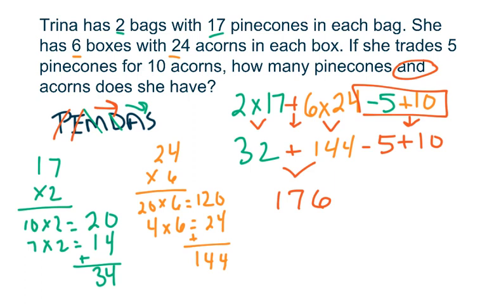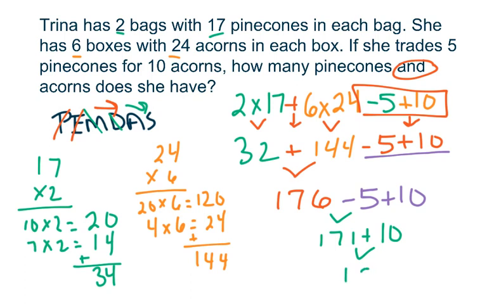And now I need to bring my problem down. So I need to bring my subtraction sign down, my 5 plus 10. My next step right here is going to be to subtract 5. So I have 171 left. And then I need to bring down my plus 10. When I add 10 more, I get 181 as my final answer. So 181 pine cones and acorns. Again, it's important that we list what our answer is. So we're talking about pine cones and acorns.